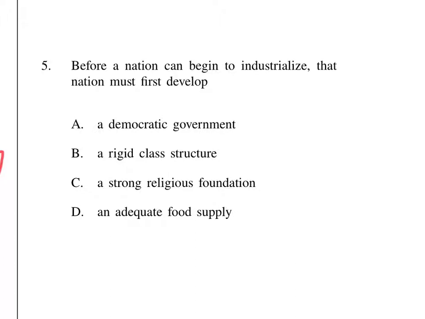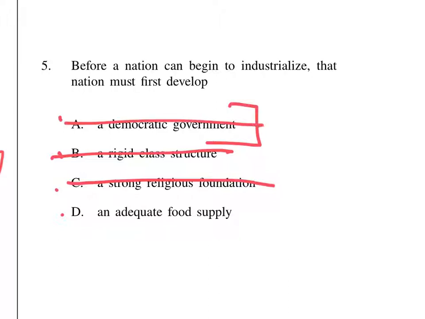Number 5. Before a nation can begin to industrialize, that nation must first develop what? Is it a democratic government? Is it a rigid class structure? Is it a strong religious foundation or an adequate food supply? We know that religion is not necessarily important at all. Rigid class structures is also not crucial. Democratic government is important, and that often happens in industrialized nations, but that is not the answer. The answer to number 5 is an adequate food supply.